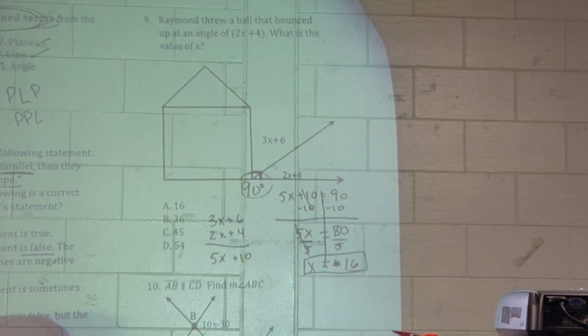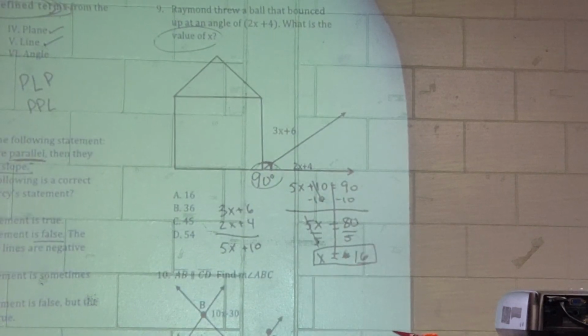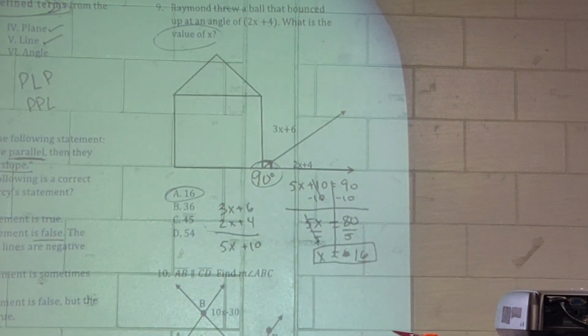X equals 16. Double check, is that what it asked for? Yes, find the value of x. We found the value of x is 16, so we can pick answer A as our valid choice and be correct.